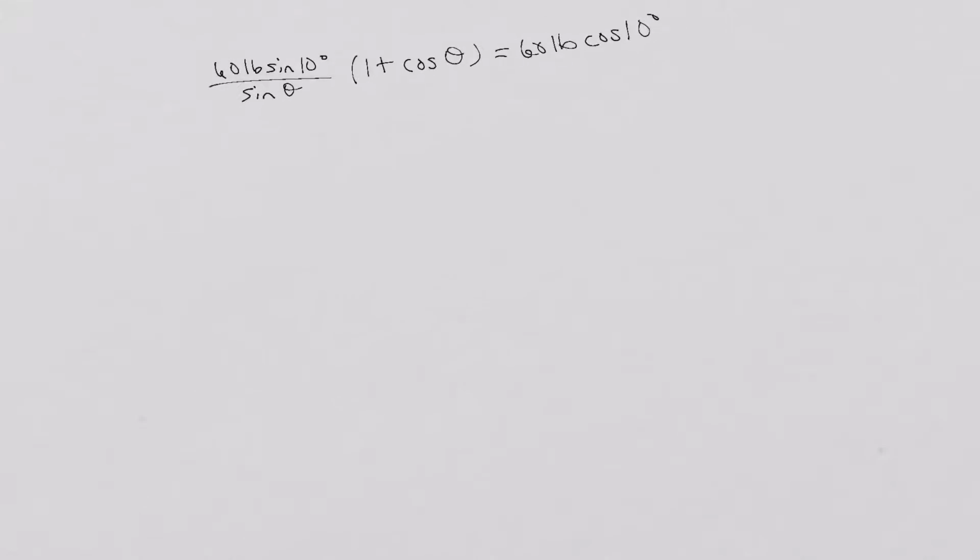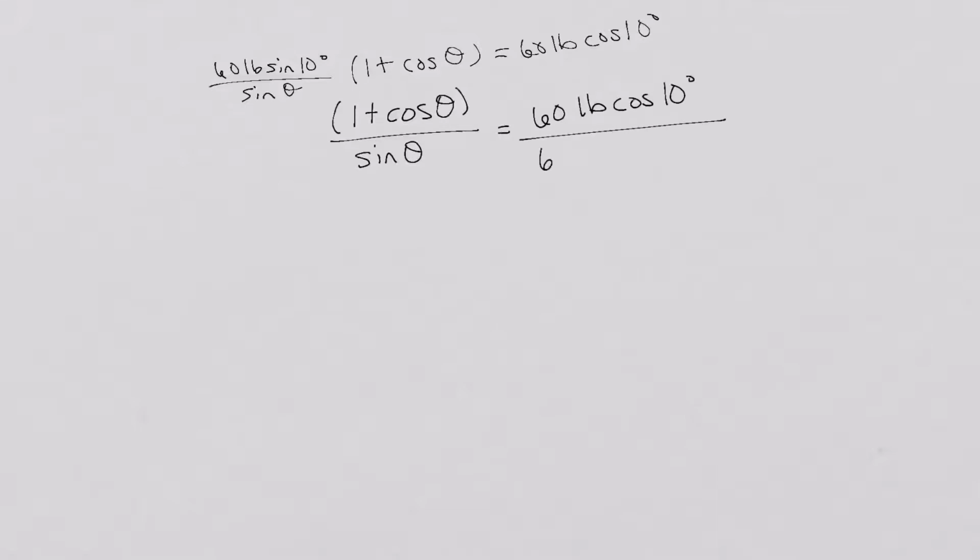So if you haven't noticed, we have a lot of sines and cosines, so we're going to have to do some cleaning up of this. I'm just going to start by moving the sine and cosine of 10 over to the right side and keeping the thetas on the left side. So that'll give us (1 plus cosine of theta) over sine of theta, that equals 60 pounds cosine 10 degrees divided by 60 pounds sine of 10 degrees.